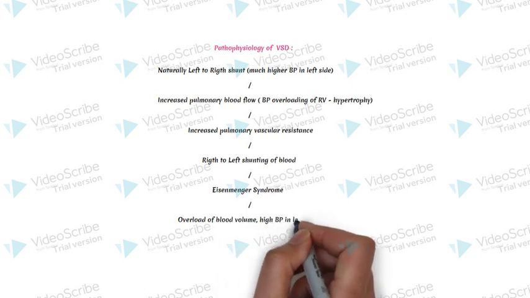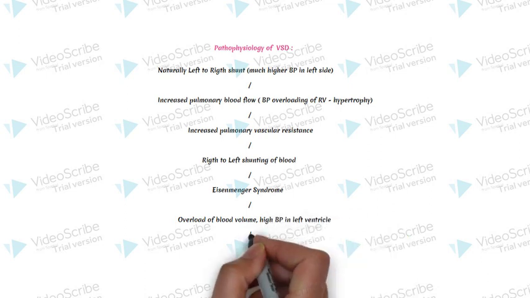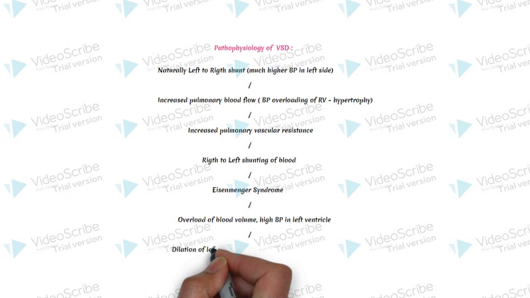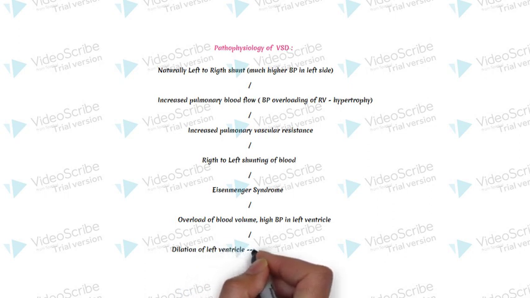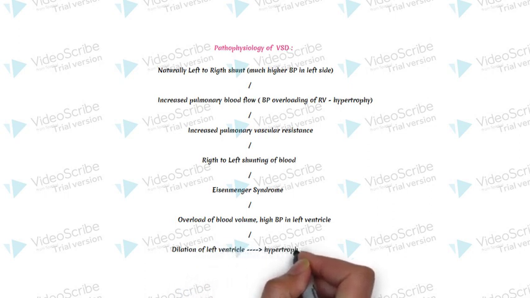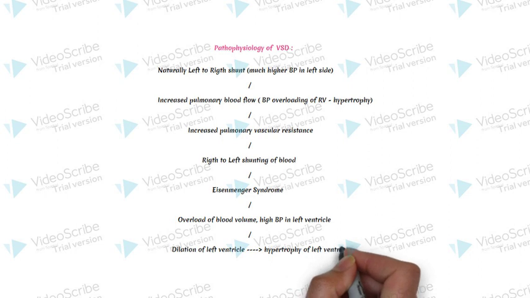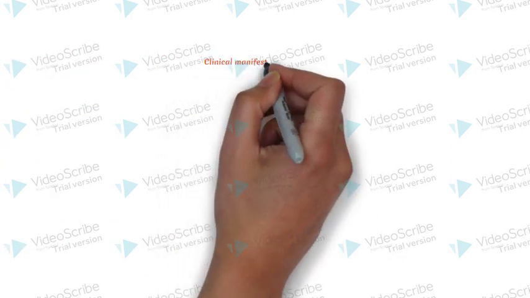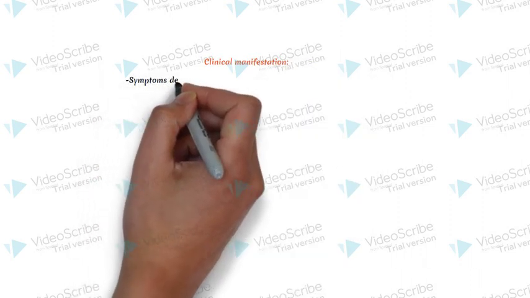Because of the right to left shunt, we have overload of blood volume, high blood pressure in the left ventricle. So in second place, it can also happen dilation of the left ventricle, which can lead to hypertrophy of the left ventricle. What about the clinical manifestation?